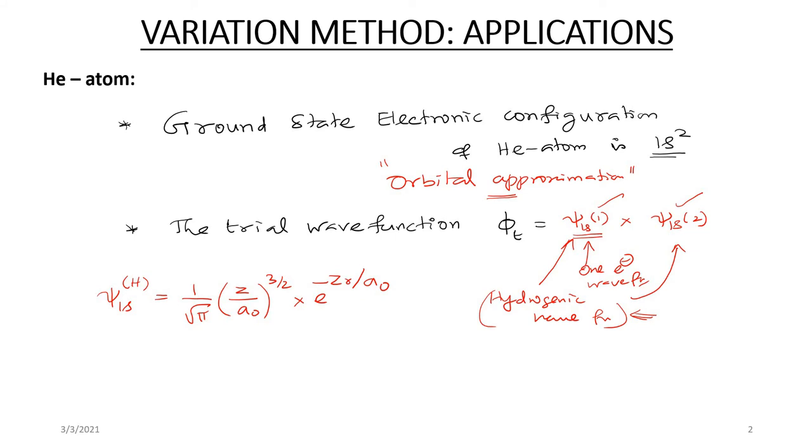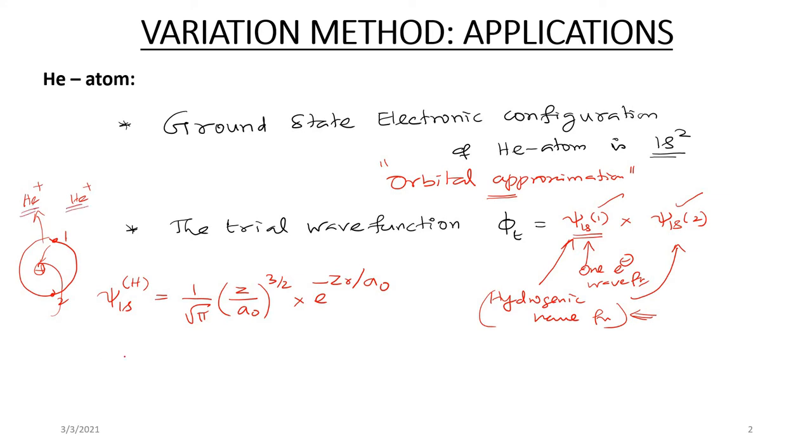Now the helium atom has 2 electrons. Suppose electron 1 and electron 2 are independent. Then I can assume that electron 1 with the nucleus is a separate atom, and electron 2 with the nucleus is another separate atom. You can take it as a He plus ion: electron 1 with the nucleus will behave like one He plus ion, and similarly electron 2 with the nucleus will behave like another He plus ion. So they are hydrogen like ions.